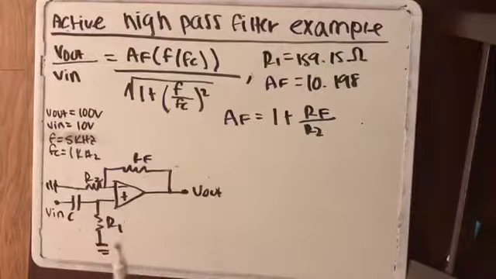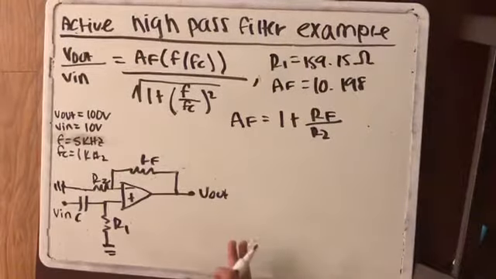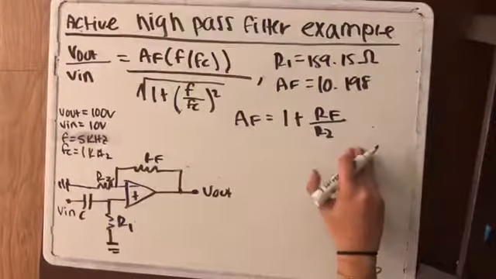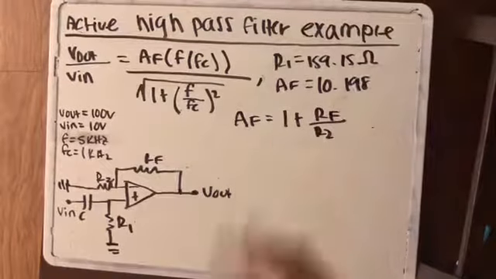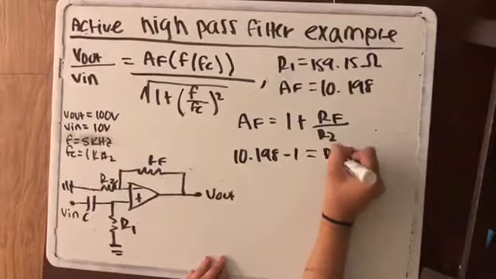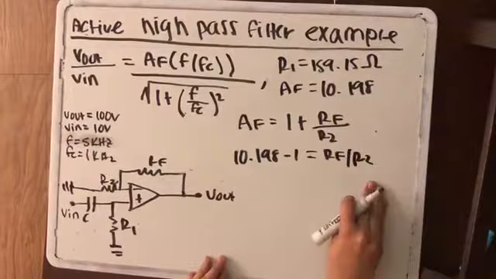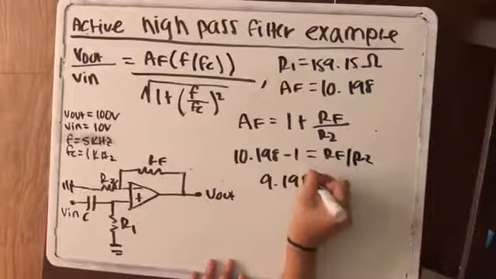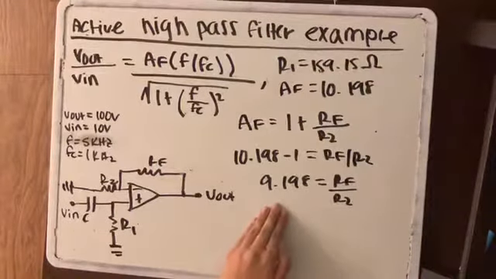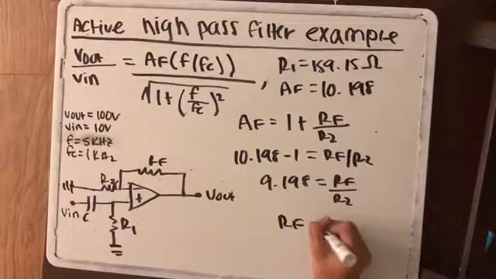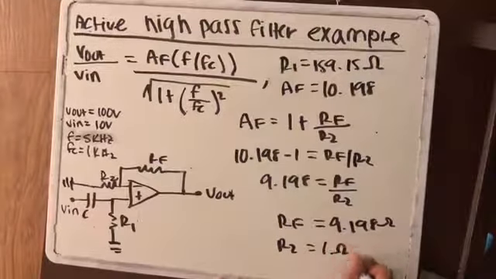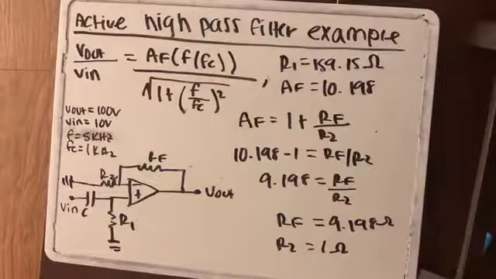Since the voltage supply is going into the positive terminal, we know that this is a non-inverting op-amp circuit, and because of that, we'll use this gain equation to solve for the RF and R2 values. We know that the gain is 10.198 because we just solved for it. So if we plug that into this equation, we get that the ratio of RF over R2 is equal to 9.198. And for this, we can just plug in any values we want that will give us this 9.198 value. So RF can equal 9.198 ohms, and R2 can equal just 1 ohm, because when you divide those, you just get 9.198.